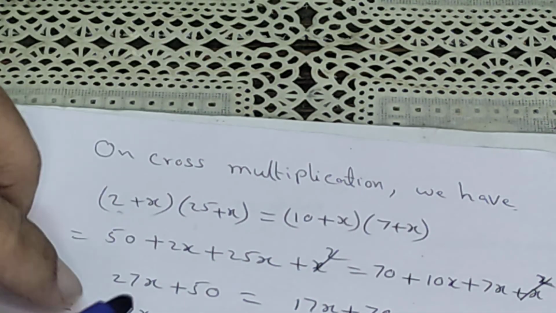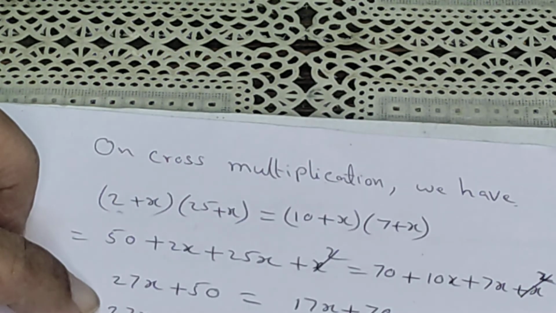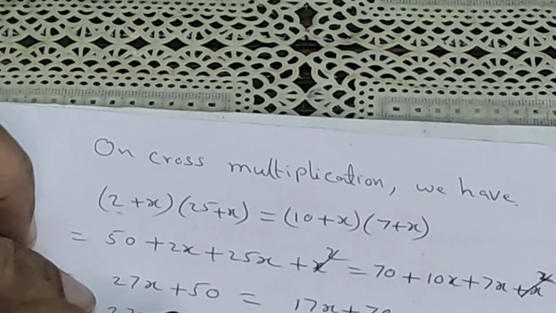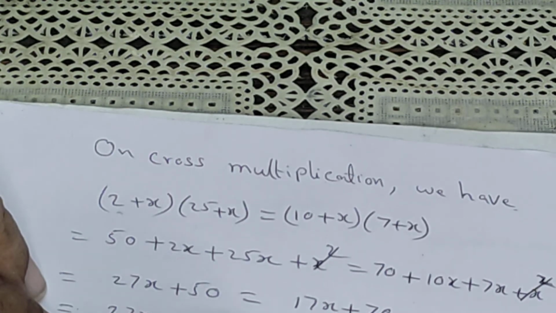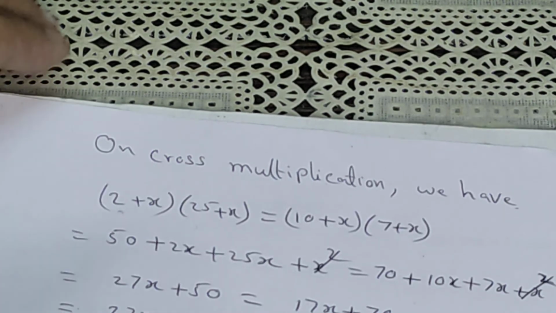Okay. Now take all terms containing x to one side and all terms not containing x, that is the constants, to the other side. What do I get? 27x minus 17x is equal to 70 minus 50. So this will become 10x is equal to 20. So my x is equal to 2. Now I got the value of x is equal to 2.